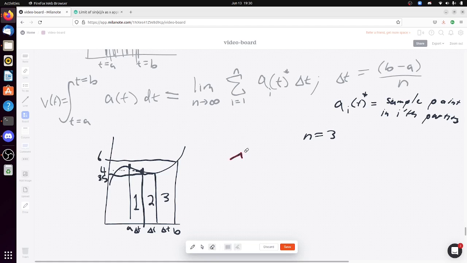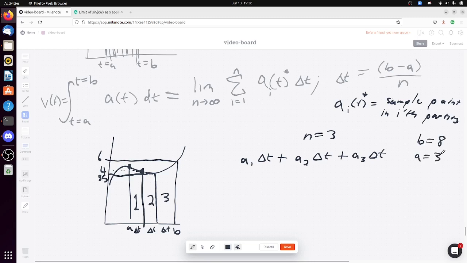So the way that this would be listed out with n equals 3 is that I'm not going to do the summation. I'll just write out the actual terms themselves. I'll do A1 times delta t plus A2 times delta t plus A3 times delta t. That's what we're talking about when we say this. And let's say that b is 8 and a is 3.